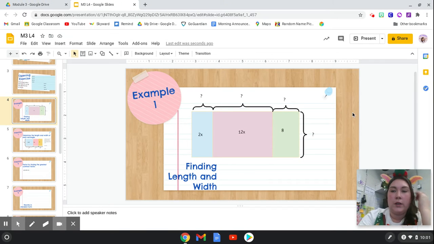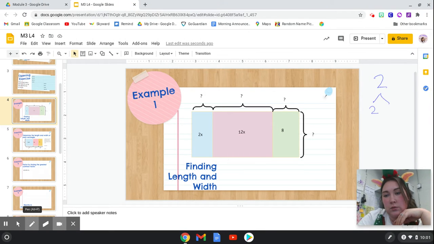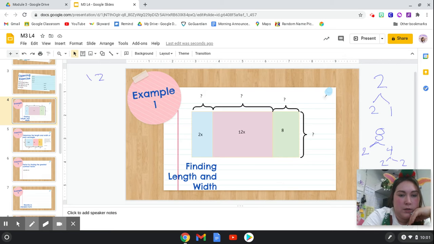So what I would do to find a common factor is I'm going to make tree diagrams for each of my numbers. So I have 2. Well, 2 can only be broken down into 2 and 1. Okay, 8. 8 I could break down into 2 and 4, which can also break down into 2 and 2. And 12, I could break down into 6 and 2, which is 3 and 2.